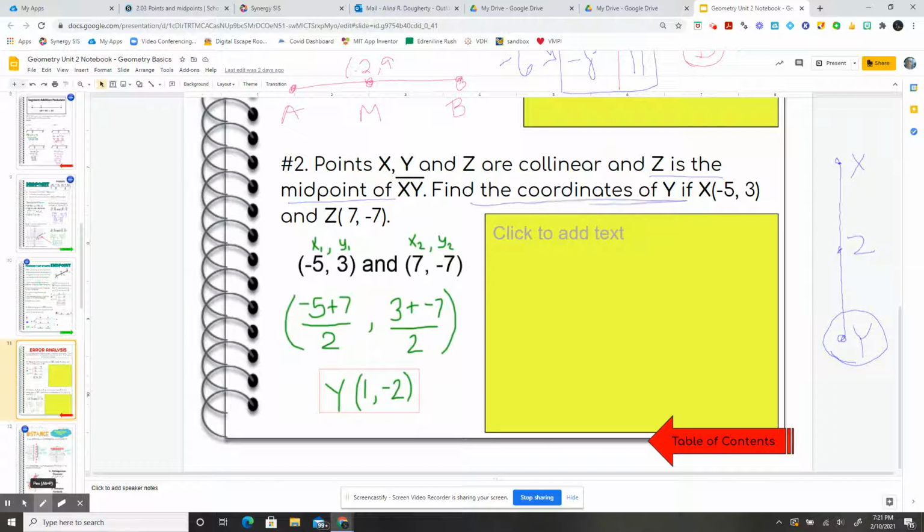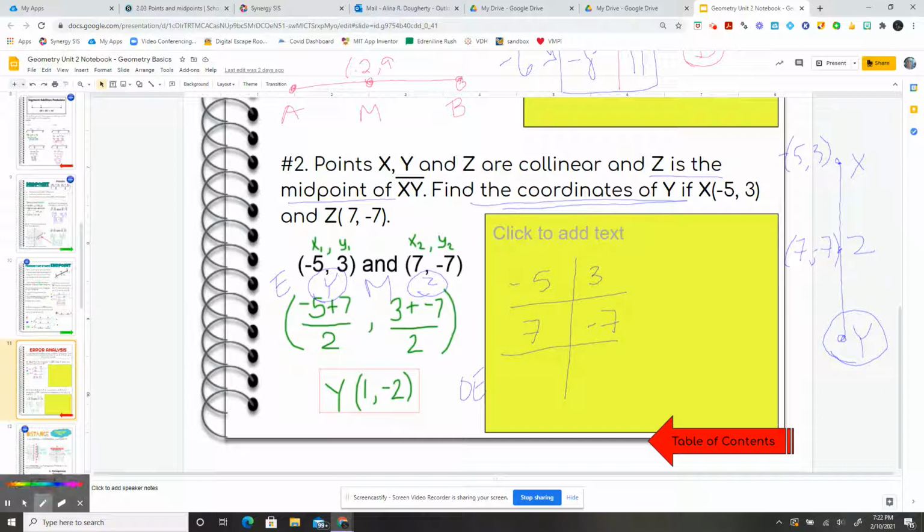So I'm looking for the endpoint. If X is -5, 3, and Z is 7, -7. So I'm going to make my chart again, and I'm going to do -5, 3, and 7, -7. This -5, 3, Y is an endpoint, and 7, -7 is Z. That's the midpoint. So if I have an end and a middle, I want to find the other end.